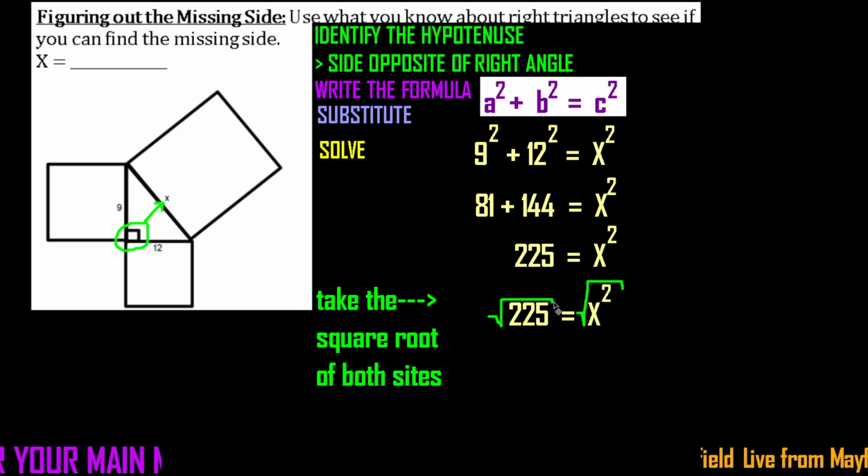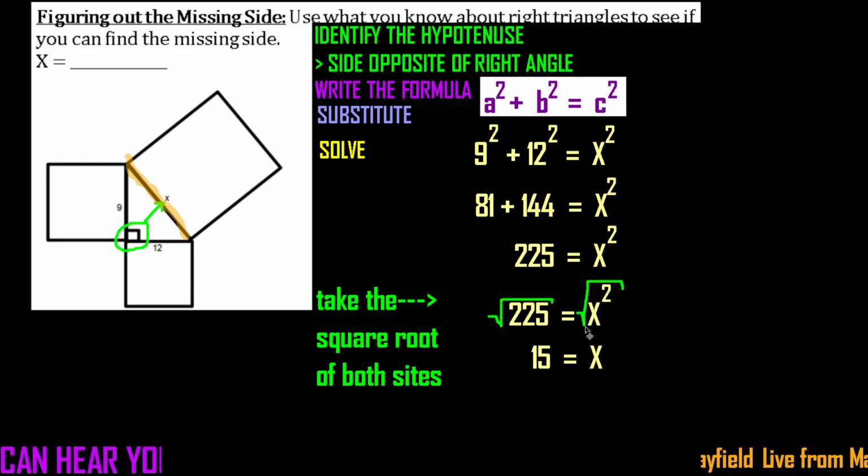What that does is it helps us identify what whole number we would have, because we're trying to find this side length of x. If we take the square root of 225, we end up with 15. And the square root of x squared is just x. Again, this is an inverse operation, which is why I do it in the first place. So we know that this side length is going to be 15.